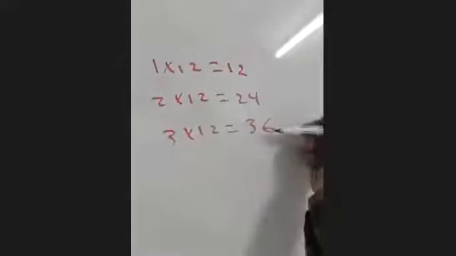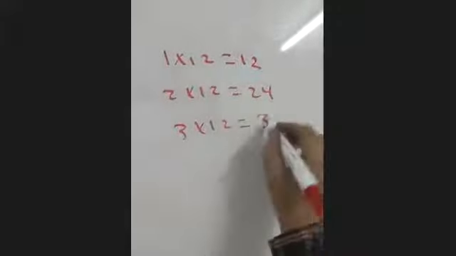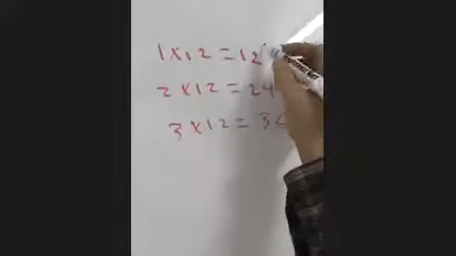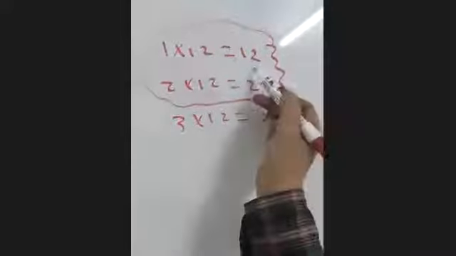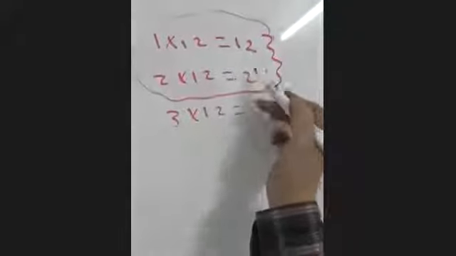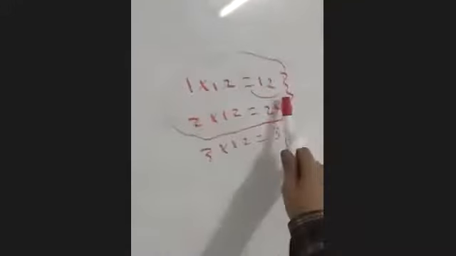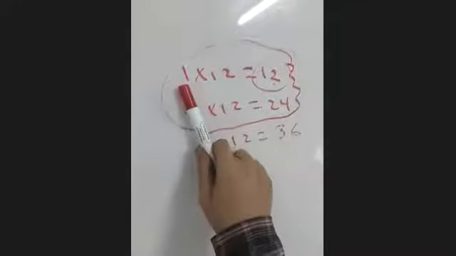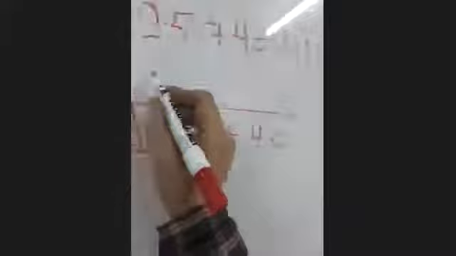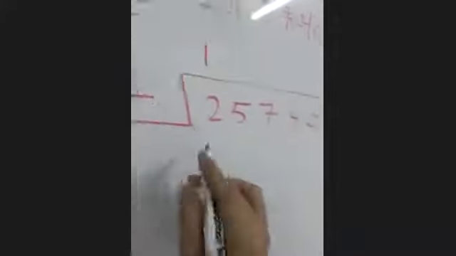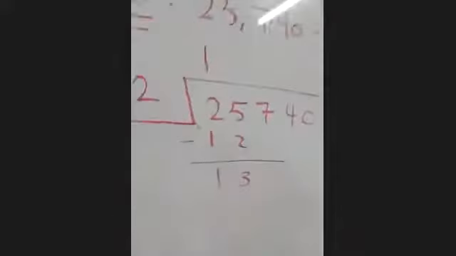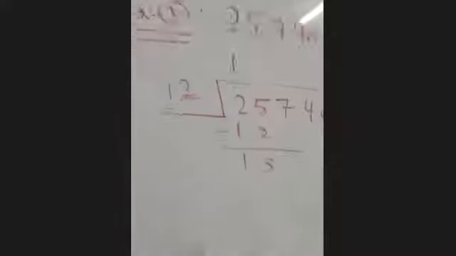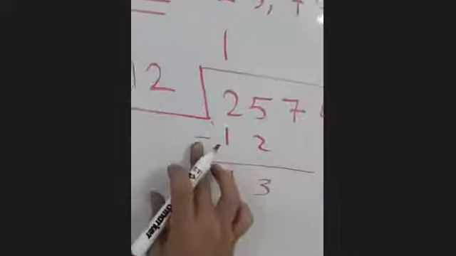If we don't have the number, guys, we don't choose the bigger number. We choose the smaller numbers, which are here 12 and 24. I'll choose 12. Where does the 12 come from? Multiplying with 1. 1 times 12 is 12. Subtract: 13.